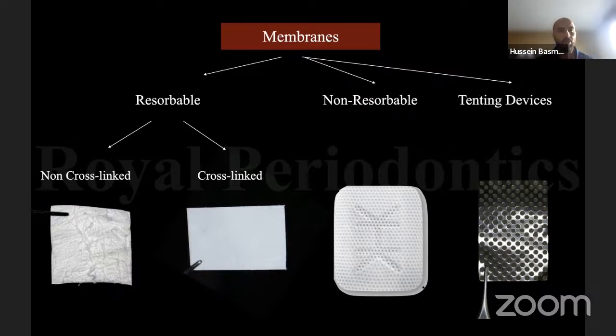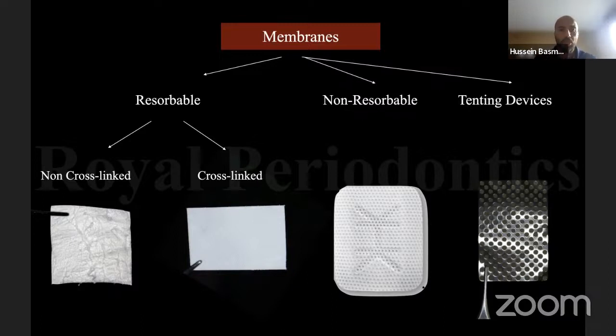When we talk about resorbable, we're talking about two different membranes. We're talking about the cross-linked membranes and the non-cross-linked membranes. Well, Hussein, what's the difference between those two? Well, a non-cross-linked membrane is basically a collagen membrane that was removed from the source, and then we sterilize it and place it in the patient's mouth. However, the cross-linked membrane is one where we remove the collagen membrane from the source, sterilize it, and then treat the surface with some chemicals, and then we use it in the patient's mouth.